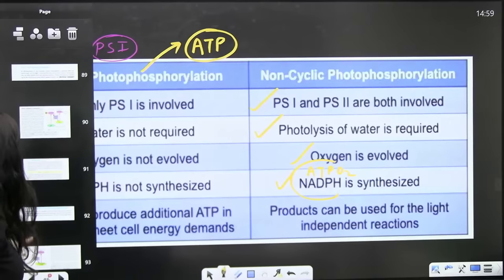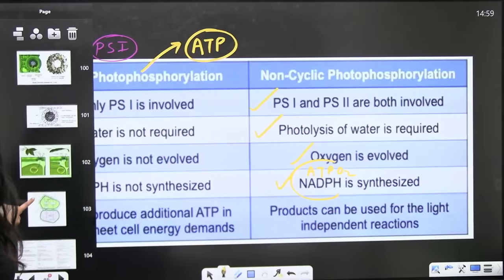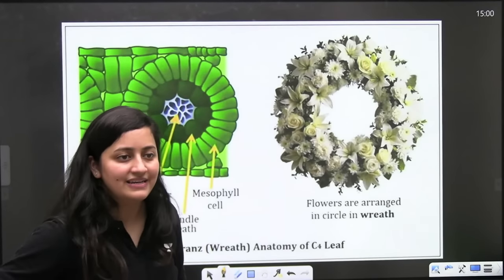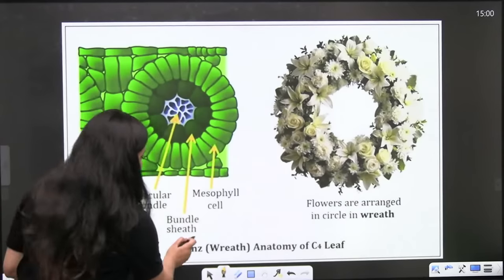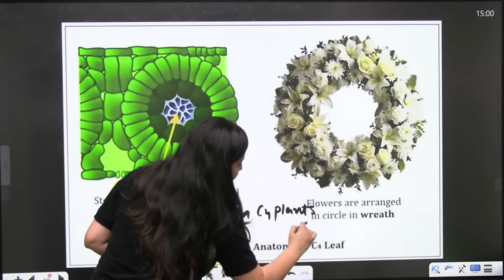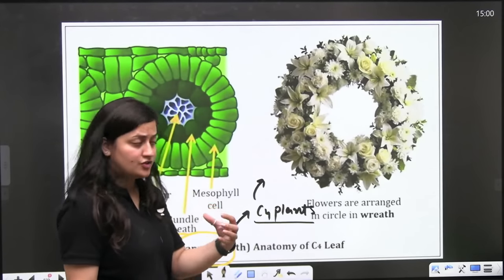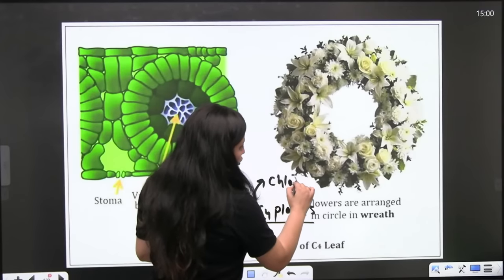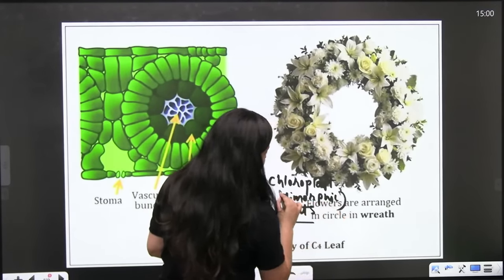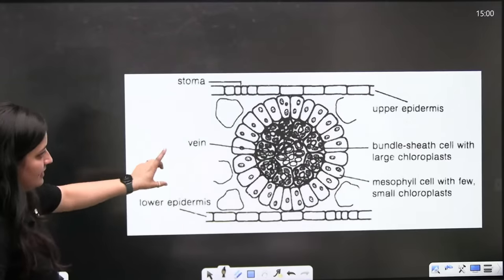So, the second important point that you need to revise from this is the difference between PS1 and PS2. And then comes the C3 cycle and C4 cycle, the most important topics which you are not allowed to leave. Here you can see the Kranz anatomy, which you will only see in C4 plants, a special type of anatomy. It helps these C4 plants survive in high temperature conditions like dry tropical regions. In C4 plants, you will see the chloroplast is dimorphic: two types of chloroplast, large and small.